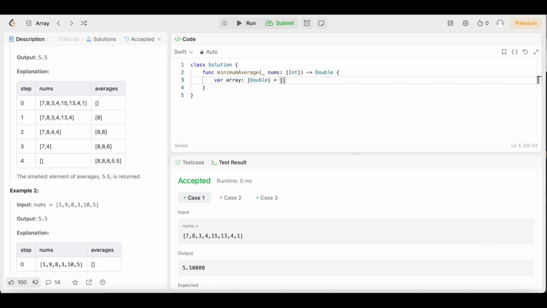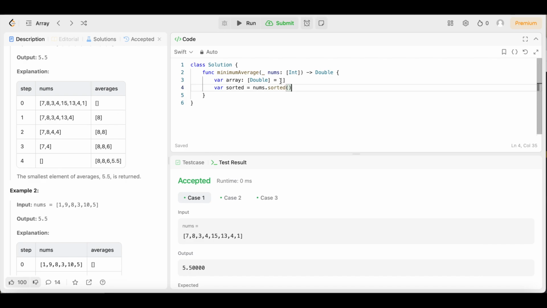with the blank array. Then we're going to come down here. We could declare another variable. We could just call this sorted. We'll say that is equal to nums dot sorted. So what this is going to do is sort the numbers in the initial input array for us, from smallest to greatest.